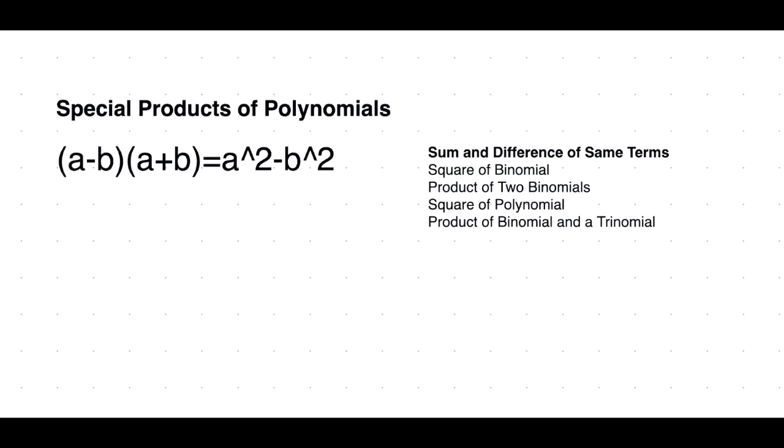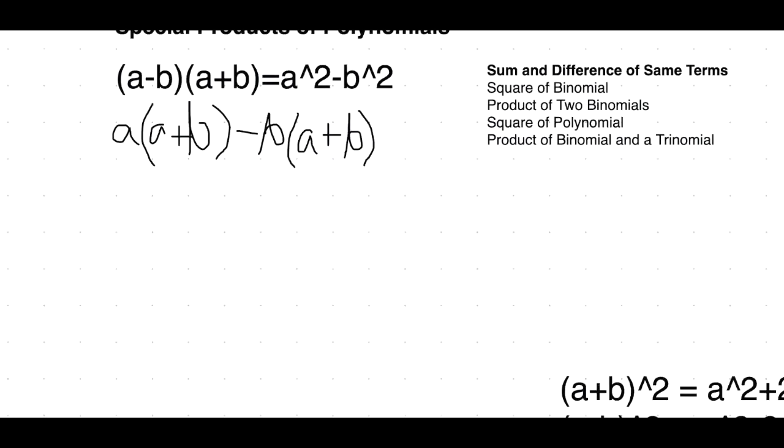So when we multiply brackets, we would do a multiplied by a plus b, minus b multiplied by a plus b. Okay, so let's write that out. So it's a multiplied by a plus b, minus b multiplied by a plus b. Okay? All right, so let's multiply the brackets.